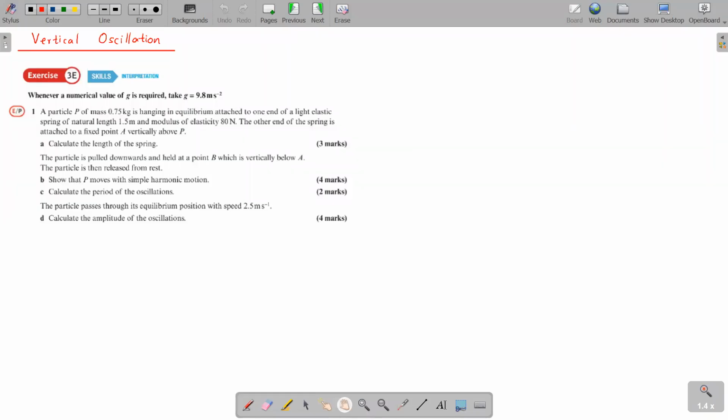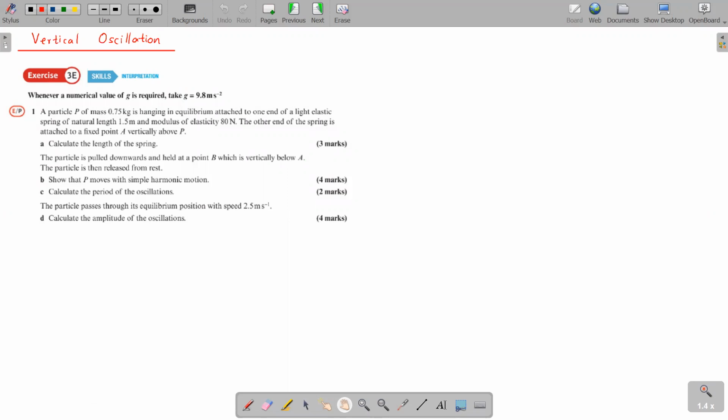Okay, so now we move to the last part of this lesson in simple harmonic motion. We are going to discuss vertical oscillation. There are many rules when it comes to vertical oscillation, so we will go through these rules one by one as we discuss the questions.